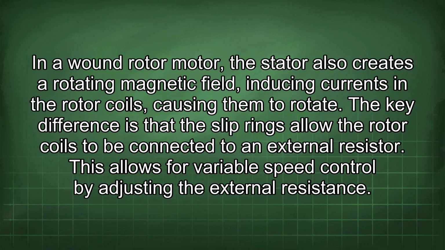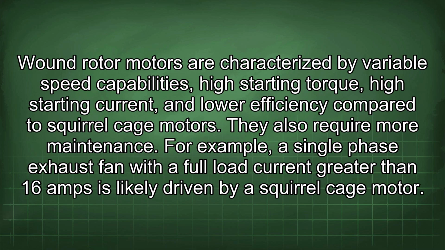In a wound rotor motor, the stator also creates a rotating magnetic field, inducing currents in the rotor coils, causing them to rotate. The key difference is that the slip rings allow the rotor coils to be connected to an external resistor. This allows for variable speed control by adjusting the external resistance. Wound rotor motors are characterized by variable speed capabilities, high starting torque, high starting current, and lower efficiency compared to squirrel cage motors. They also require more maintenance.